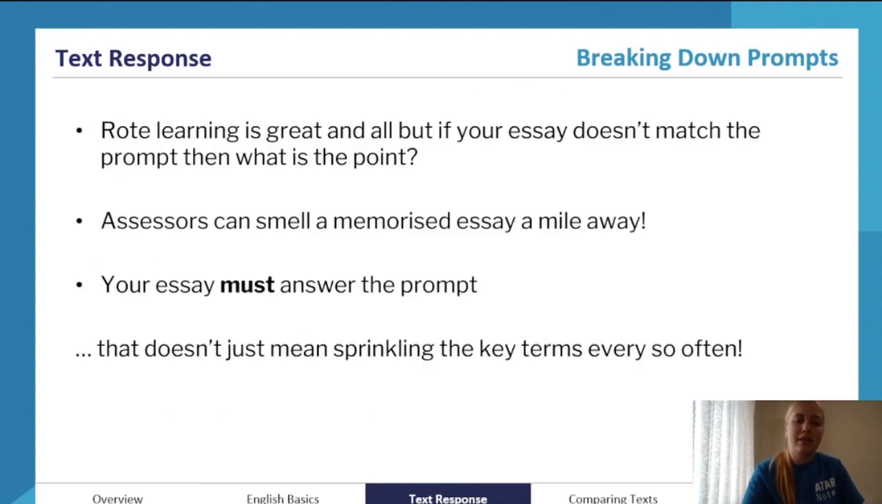Now, if your essay doesn't match the prompt, there's no point. So do not memorize an essay. I don't care if you memorize an essay for every single theme in text response. It will be a generic response.